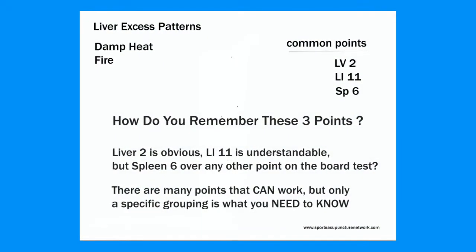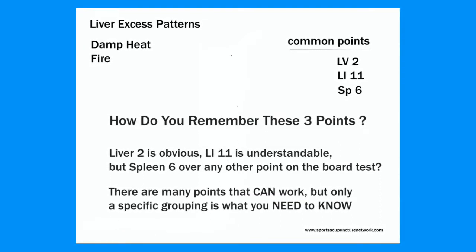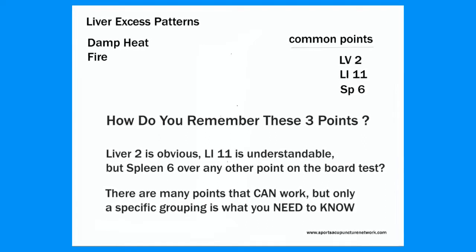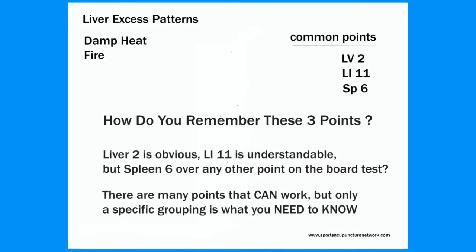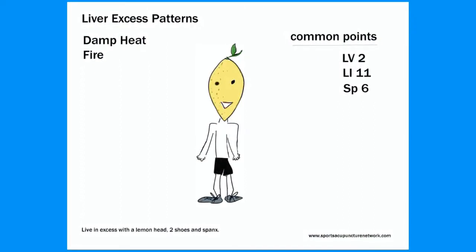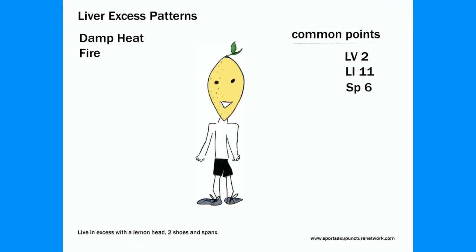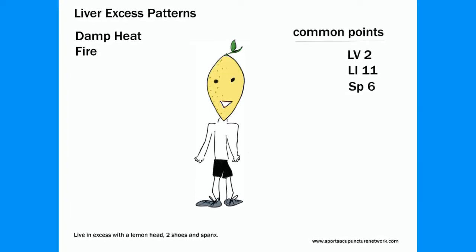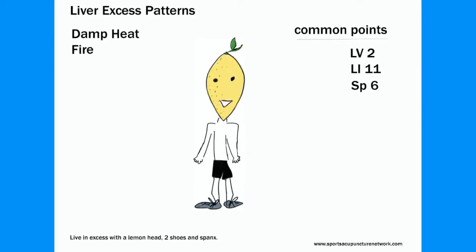So liver excess patterns. How do you remember these 3 points? Some are obvious, but how do you choose what the board Macchiato style? What do you need to know? So we drew for liver excess patterns a lemon. It's a large lemon. You think Liver 2 is sour, so you have a sour lemon head. It's Large Intestine 11, Liver 2, you have 2 shoes and Spanx. So if you remember this picture, liver excess pattern is the large lemon-headed guy.